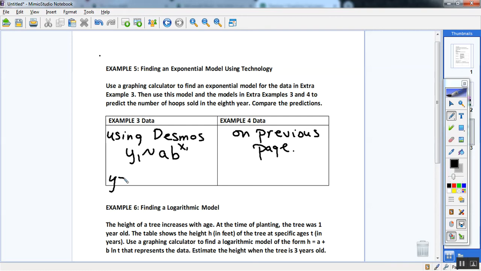Y was approximately, what was the A value there? 8.43? Times 1.79 to the x. My question is, how do they compare to what we got? Exact? Close? Or not even in fair play?